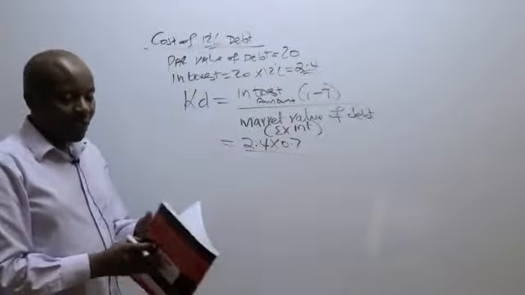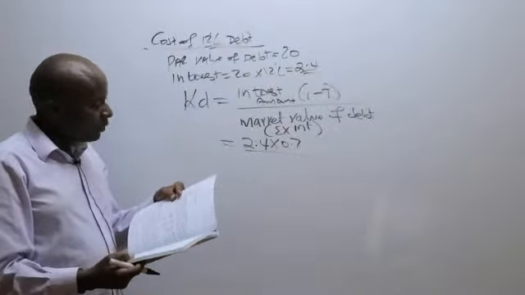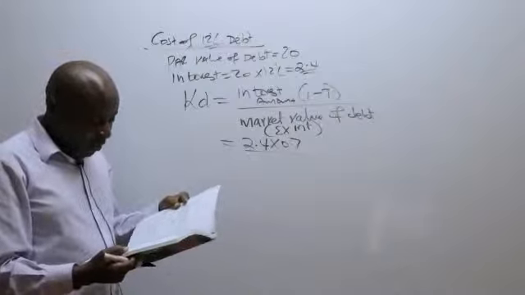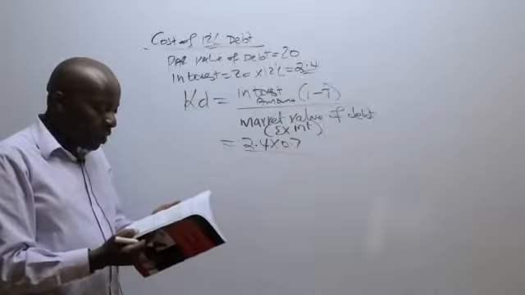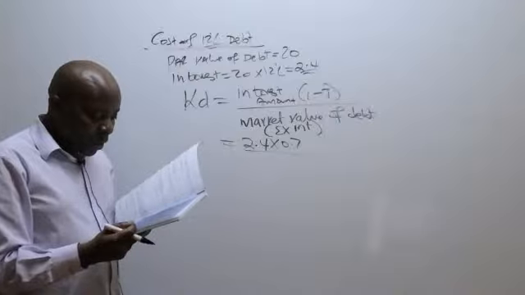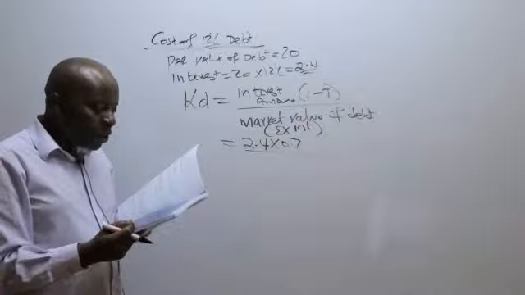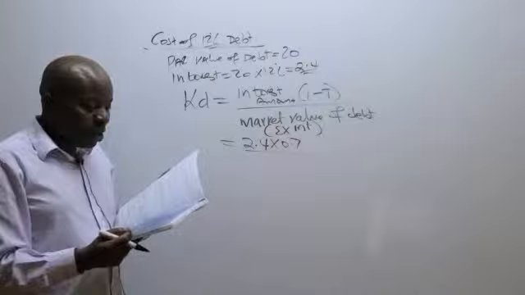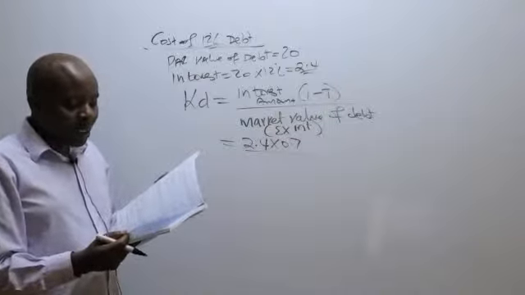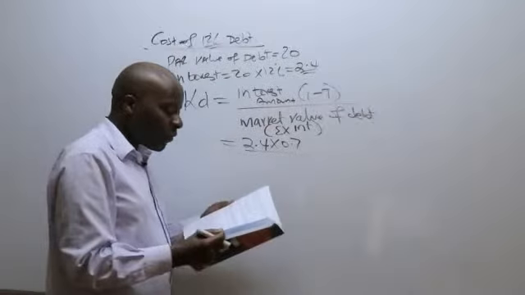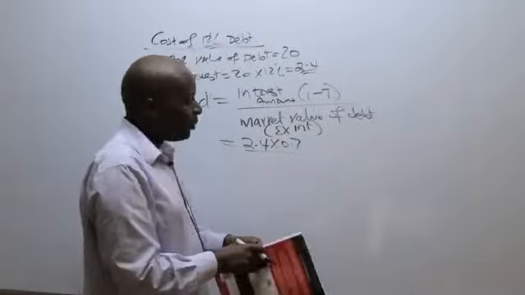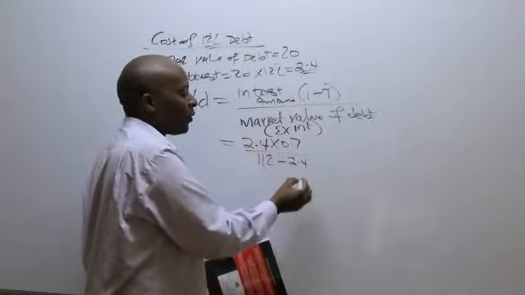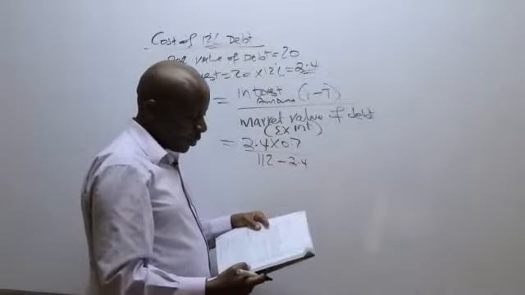2.4 times 0.7, all over the market value of debt. So please look for market value of debt in the question. The market value of debt in the question is given in note number 5. They have told us the existing 12% irredeemable debentures is currently trading at 112, but it's cum interest. So I have to take the 112 less the interest itself, which is 2.4.